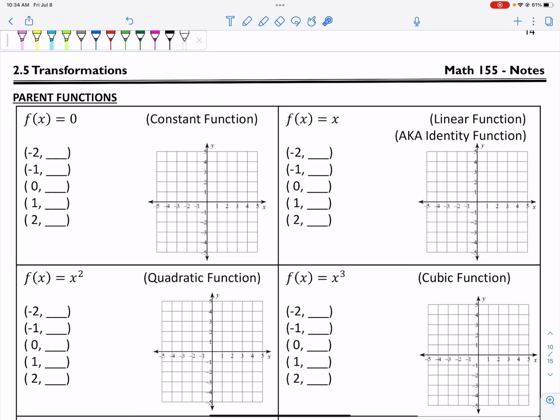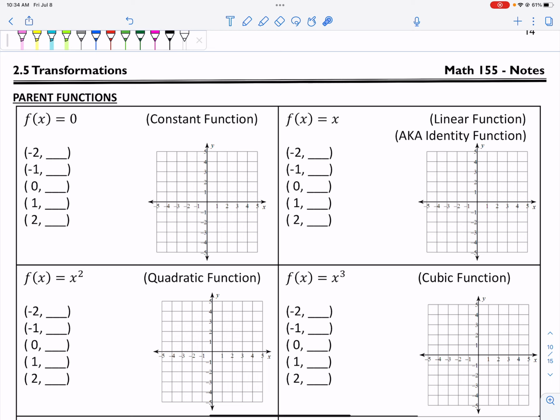Hi, this is lesson 2.5. In this lesson, you will be learning about transformation. We're going to look at the graph of the basic functions, and then we're going to perform transformations on them. That means we're going to move the graph up and down, left and right, stretch it vertically, stretch it horizontally, or flip it over the x-axis, or flip it over the y-axis.